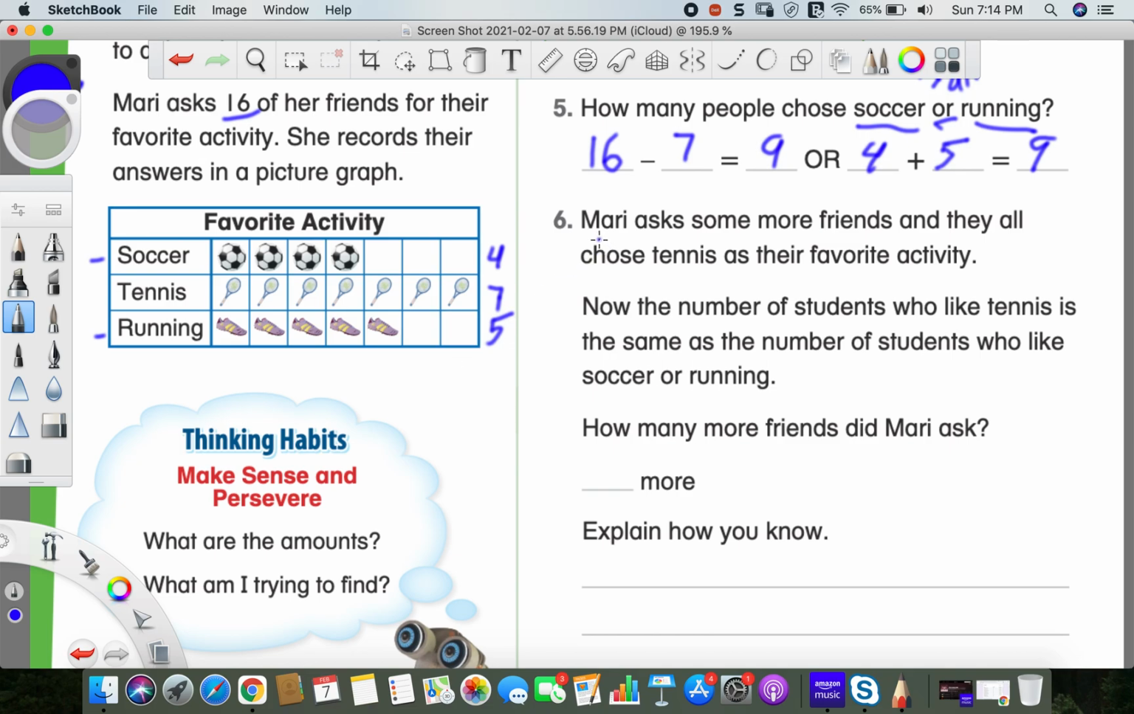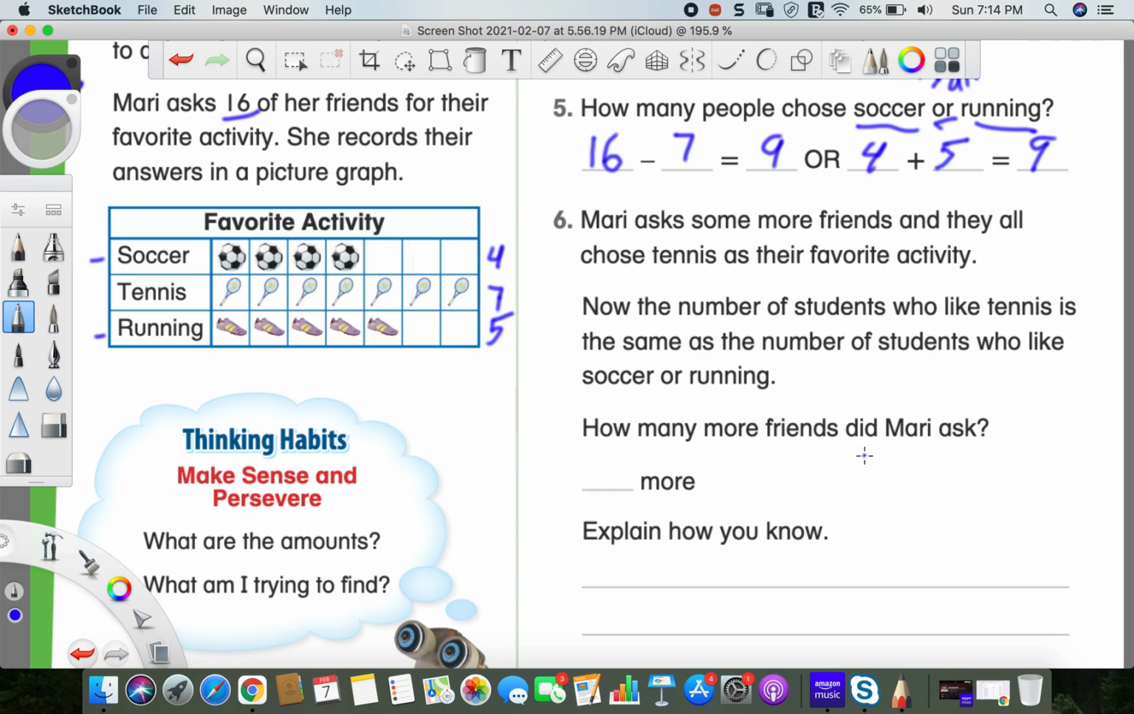Maria asks some more friends, and they all chose tennis as their favorite activity. Now the number of students who like tennis is the same number of students who like soccer or running. How many friends did Maria ask?